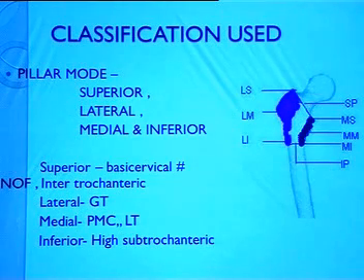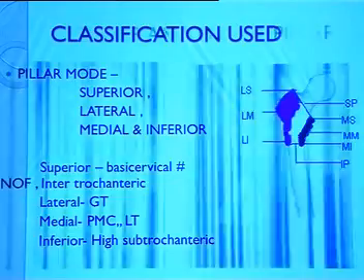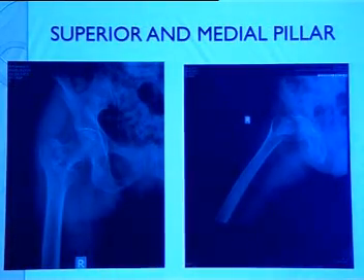The classification which we use is a pillar mode classification. It starts with superior, inferior, medial, and lateral, as described in the diagram. Superior consists of subcapital fracture neck of femur and intertrochanteric fracture. The lateral is the greater trochanteric fractures, the middle is the posterior complex and the lesser trochanter, and the inferior is the high subtrochanteric. The high subtrochanteric is from the tip of the lesser trochanter to the Fielding type 1. These are the results which we had.